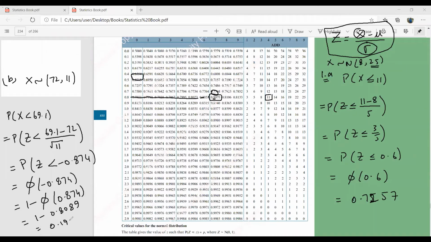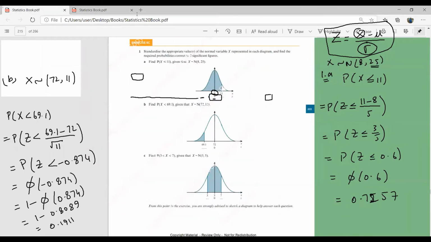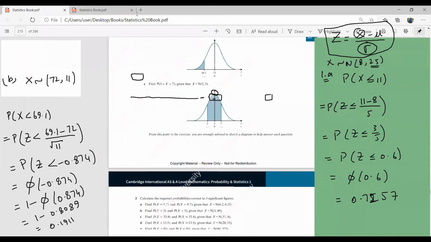There is a very small probability that you have values less than 69.1 in this given situation. Okay, now going back to the exercise, look at this C part here.